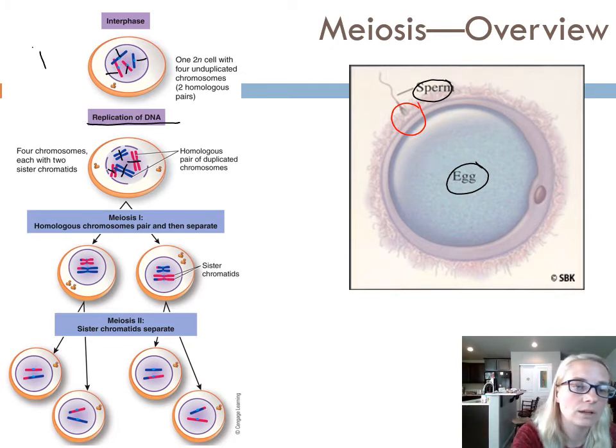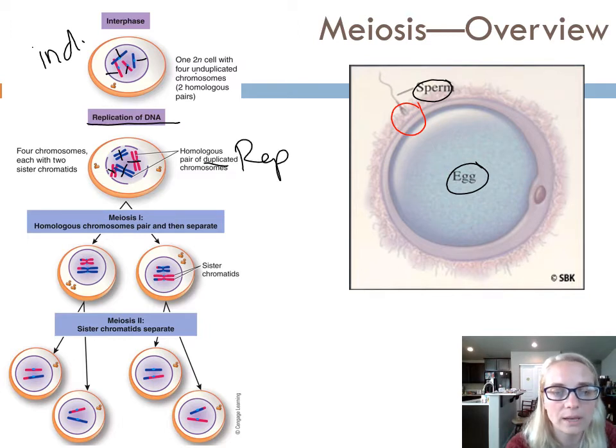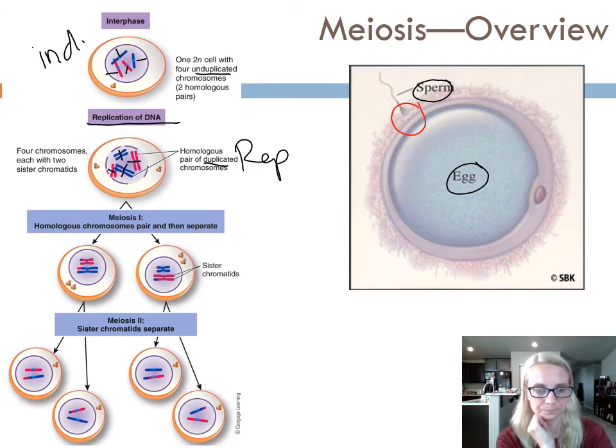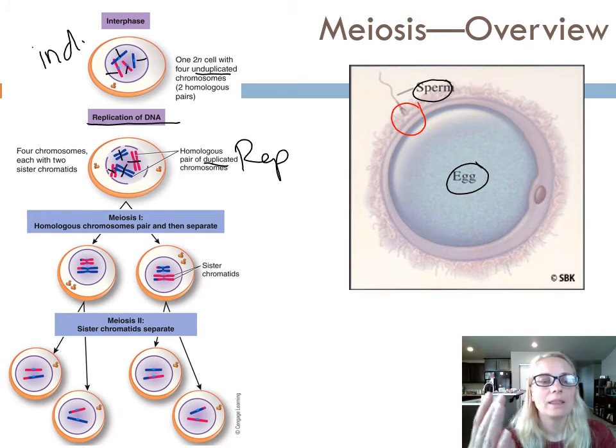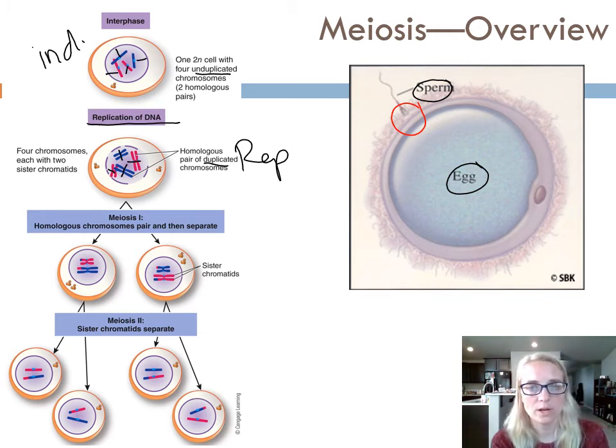So these were individual and these are replicated, or they're saying duplicated, right? Unduplicated and duplicated. So now they're replicated. We still only have 4 chromosomes. Then it goes through the first round of meiosis. There's 2 stages. There's meiosis 1 and meiosis 2.